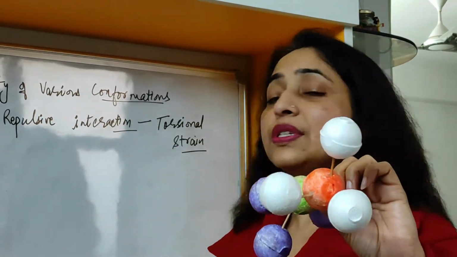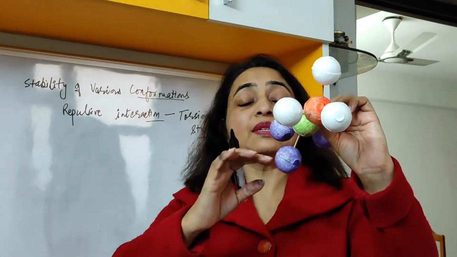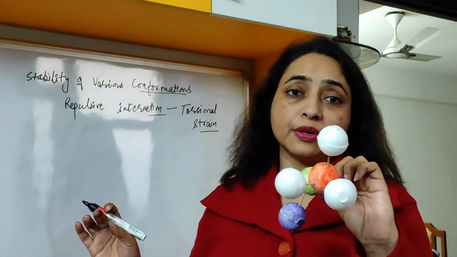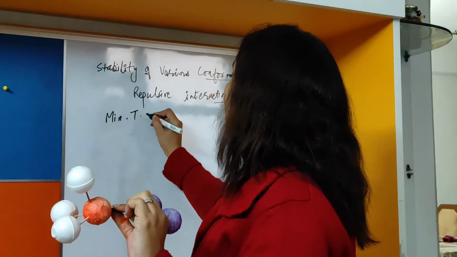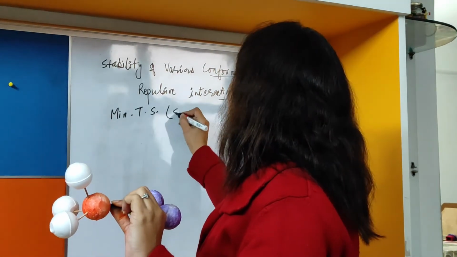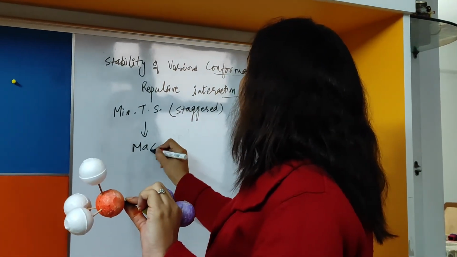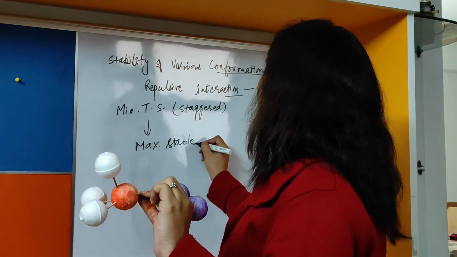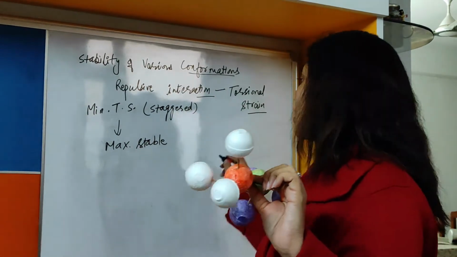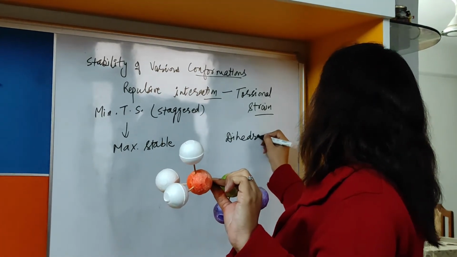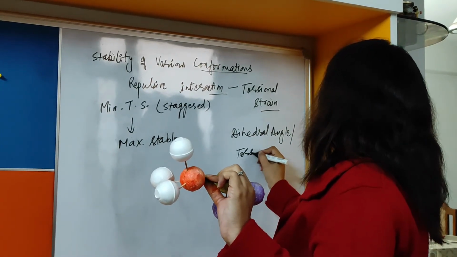Now because in case of staggered conformation, the carbon-hydrogens are at the maximum distance, that is why there is minimum repulsion, right? There is minimum torsional strain. So minimum torsional strain in what? In staggered. In staggered conformation, there is minimum torsional strain. That is why it should be maximum stable. Maximum stability. One more thing, we can relate it in another way also. What is it? There is another term, that is dihedral angle. Dihedral angle, or this is also called torsional angle.